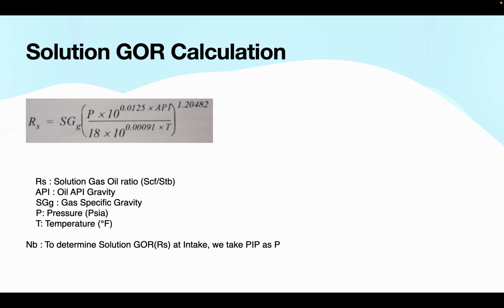Solution GOR calculation. This is the formula: solution gas oil ratio, in standard cubic feet per standard barrel, depends on oil API gravity, gas specific gravity, pressure, and temperature. To determine solution GOR at intake, we take PIP as the pressure.